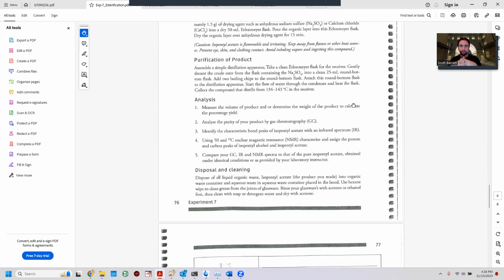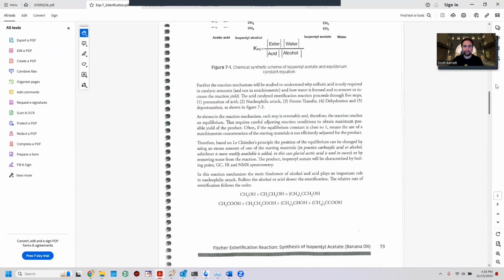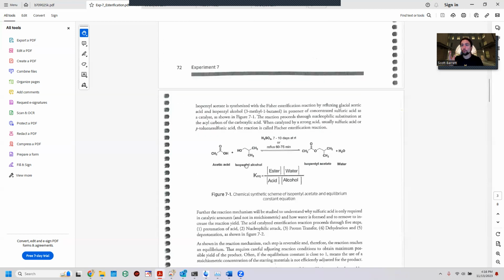So let's think for a second. If we were to take an IR of isopentyl acetate versus just looking at isopentyl alcohol, what's the biggest difference? The biggest difference here is this alcohol peak. And on here, there's no alcohol peak.